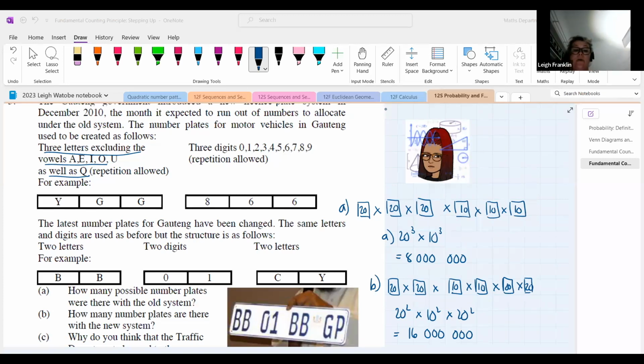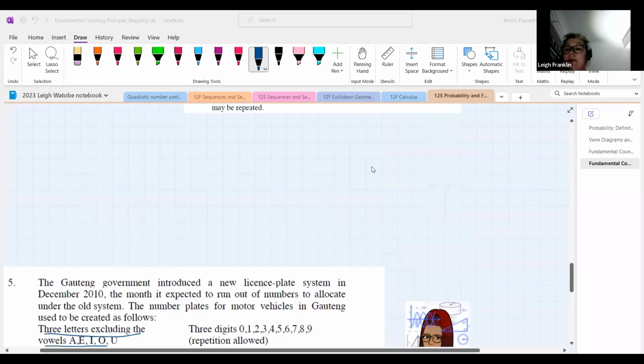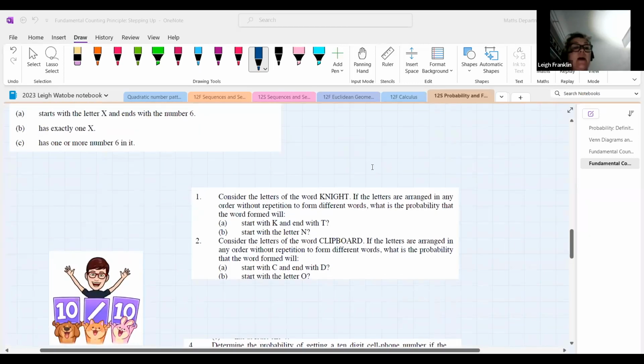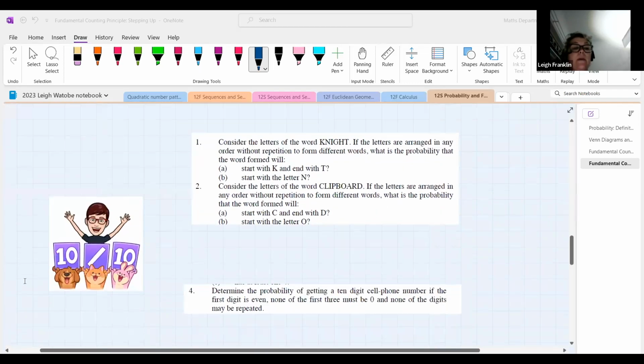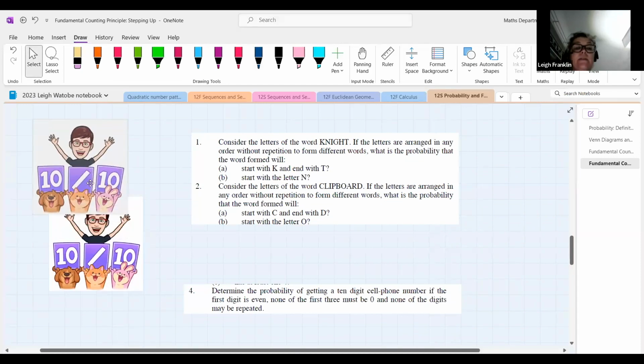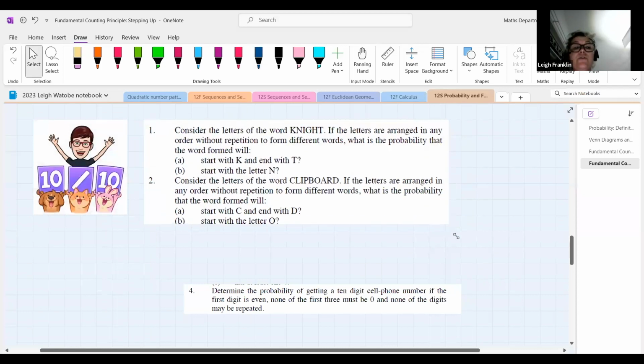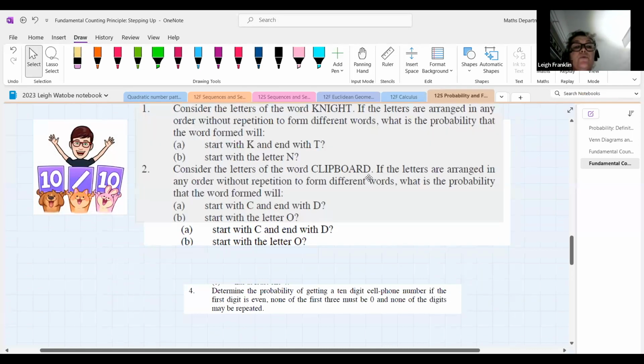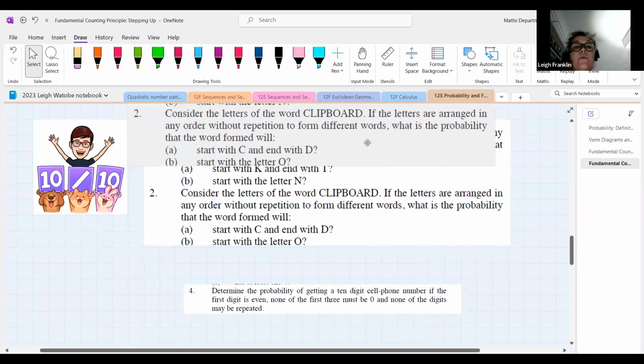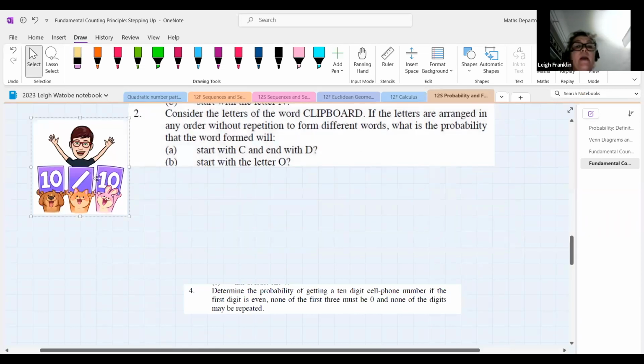Cool, well done, everybody. All right, so let's spend a little bit of time talking about some examples that involve probability. Okay, and what I'm going to do is I'm going to use example number 2 as a way of being able to discuss this.